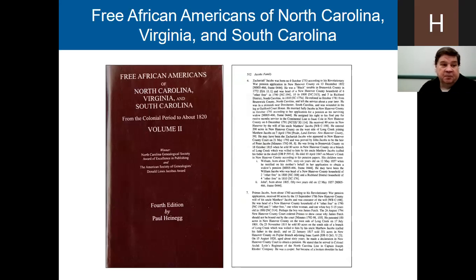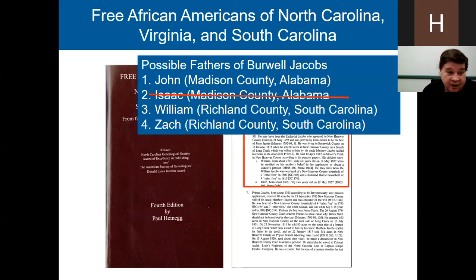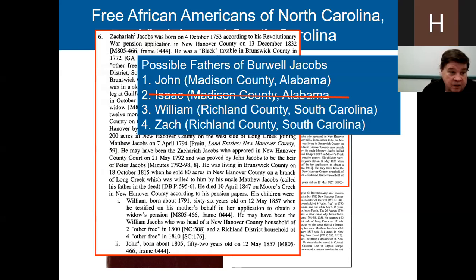Now, there's a series of books called Free African Americans of North Carolina, Virginia, and South Carolina. And if we look through it, we can find information about this family. And there was a Zachariah Jacobs born on the 4th of October, 1753. Well, we know it's not him. And the reason we know it's not him, you can't tell from this because I messed this up, but he had a different wife, a wife named Sally, and we know Burrell's mother was Fanny. So that rules him out.